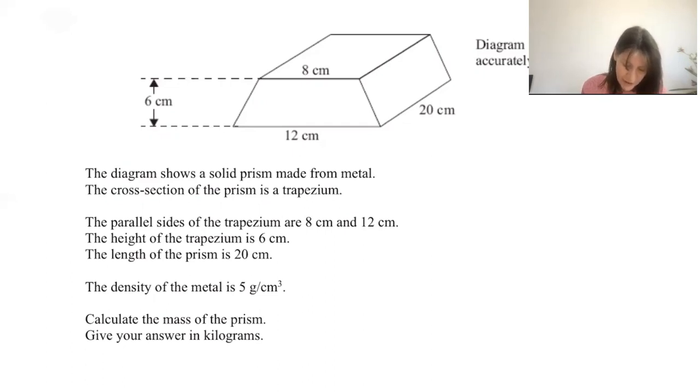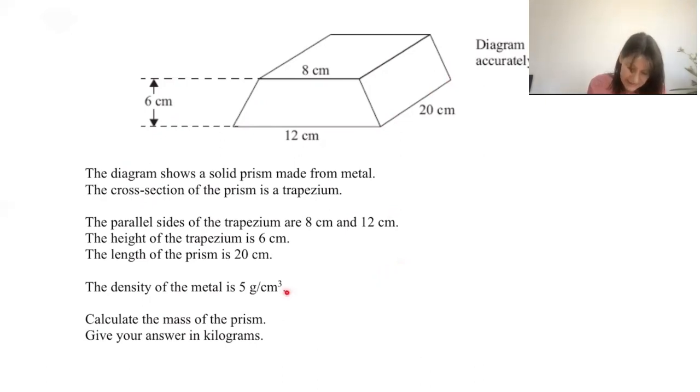Okay, so the diagram shows a solid prism. I can see that. Prisms are 3D shapes. It's made from metal. The cross-section of the prism is a trapezium. And then they're starting to talk about what I can see in the diagram as well. So the parallel sides are 8 and 12. I can see that here. The height is 6. I can see that also. And the length is 20. So all of that worded information is just relaying what we can see in the diagram.